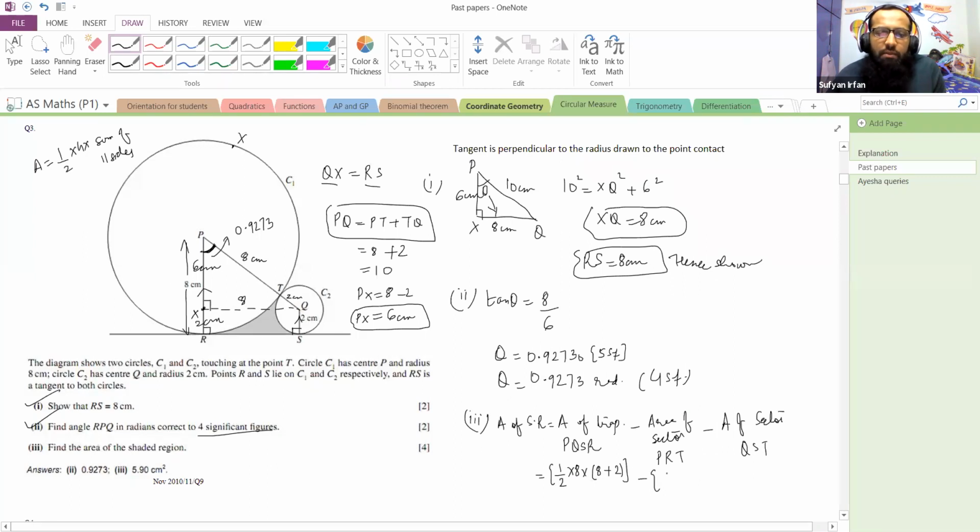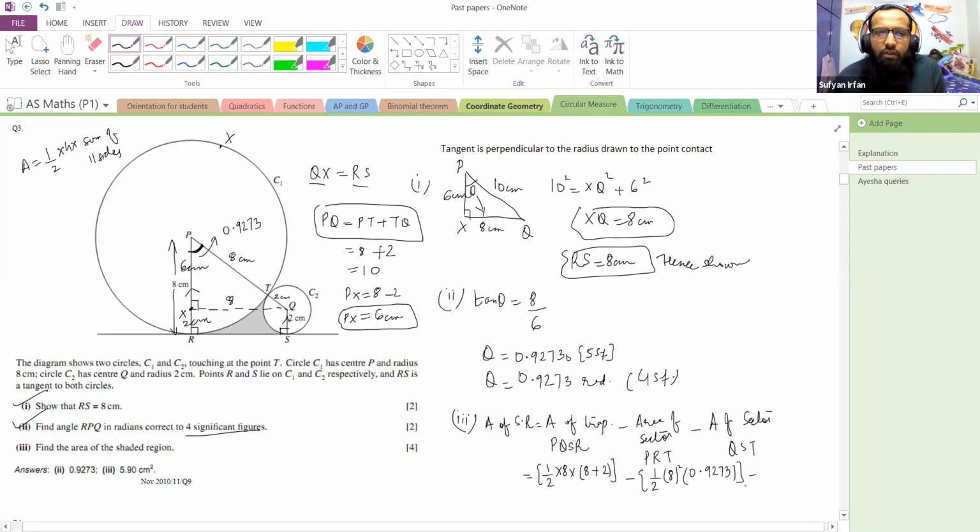For finding the area of the sector PRT, we have half r squared theta, where radius is 8 squared, theta is 0.9273, right? Then comes the second sector, which is again half r squared theta, radius is 2 squared, but we are not sure about the angle. How can we find this angle? How can we find angle SQT?